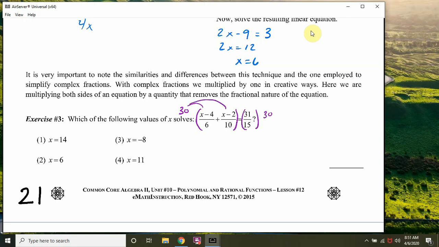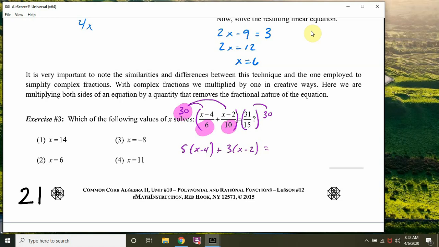So distributing, watch how I do this, okay? Basically, I'm not going to write 30x minus 120 all over 6. I want to kind of simplify as I go. So I'm actually going to do the division part first. Think about this. What's 30 divided by 6? That's 5. So we have 5 times that x minus 4 in the numerator. Distributing the 30 to the second term, 30 divided by 10 is 3 times the x minus 2 that's still in the numerator.